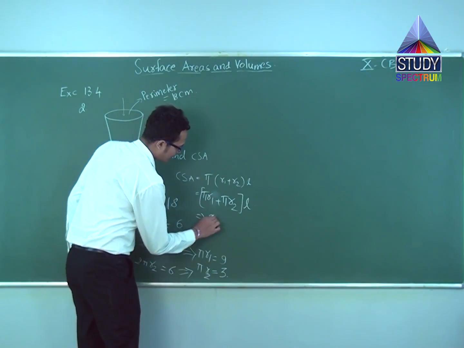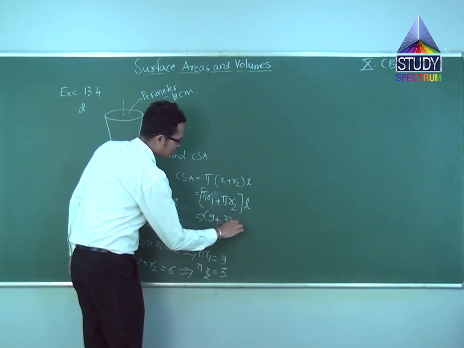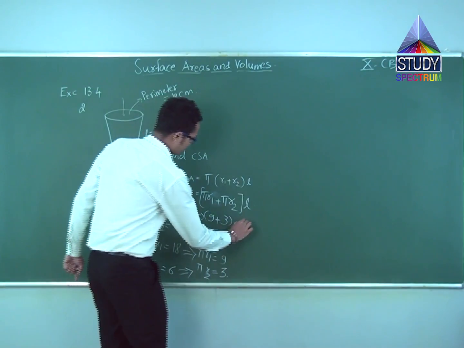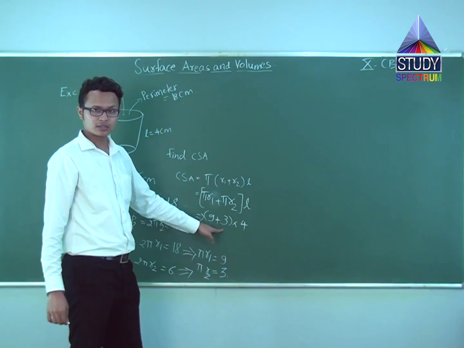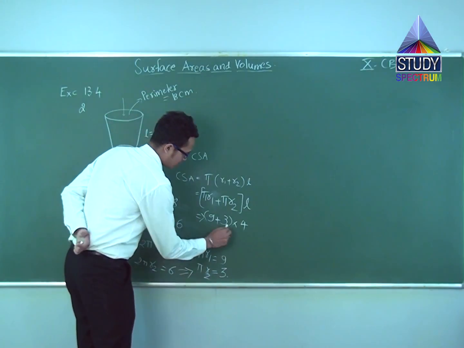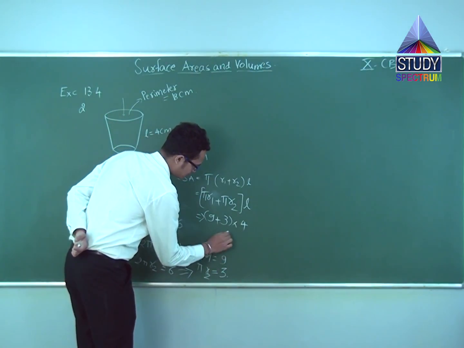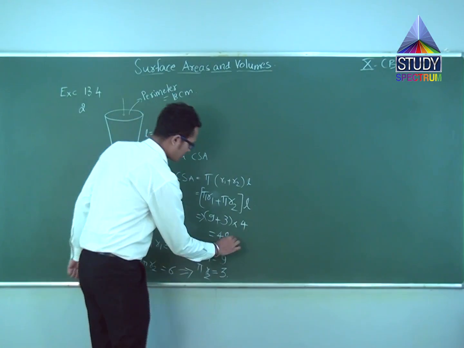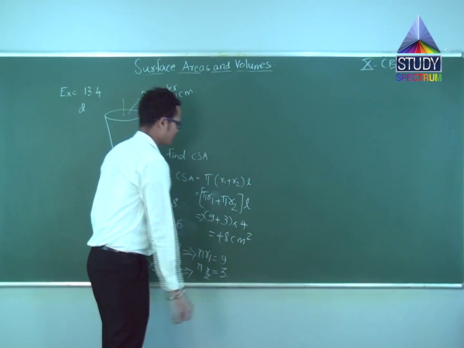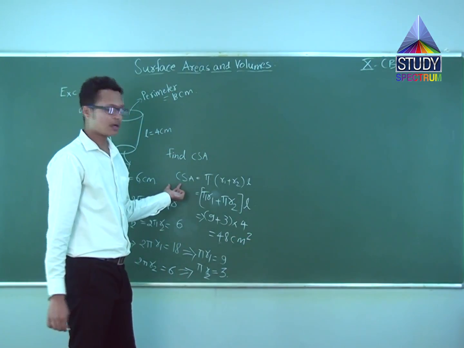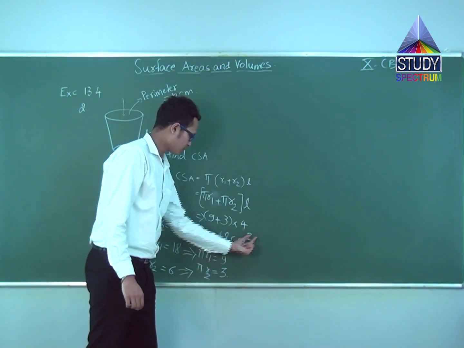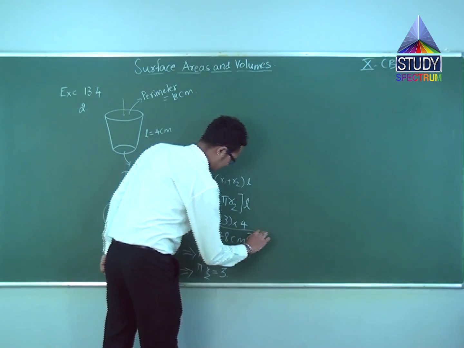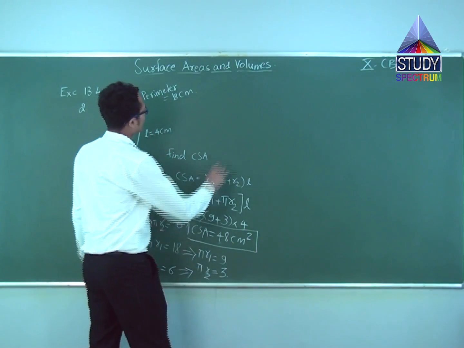So that is 9 plus 3, and slant length L is already given as 4. 9 plus 3 is 12, and 12 into 4 is 48. Now this is curved surface area. Write the units, do not forget to write the units. Since it's a surface area, this will be in terms of square centimeters. That's your final answer.